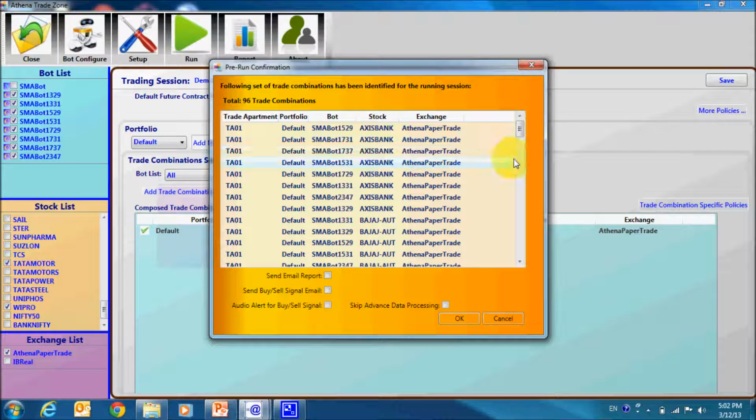We had selected 8 bots and 12 companies. So there are a total of 96 trade combinations. This box is confirming that there are 96 trade combinations. If we want auto alert through email or audio alert, we can select the checkbox over here.